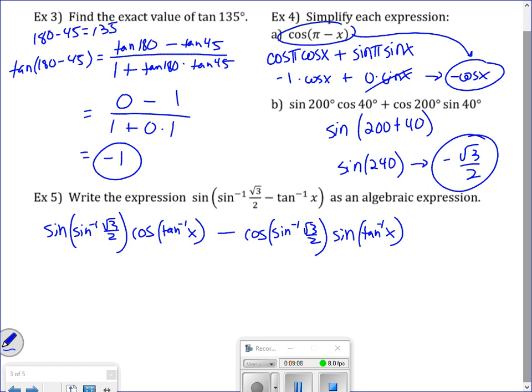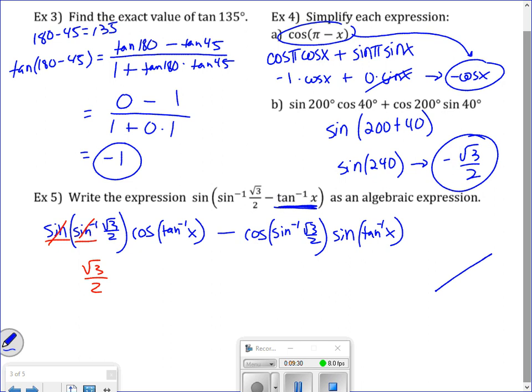All right, so this one's a little bit special. But the only thing on here that I know right away is this first part. Sine, inverse sine, these wipe each other out, and out pops radical 3/2. For the other part, though, for this back part right here, I have to draw a triangle whose tangent is x.